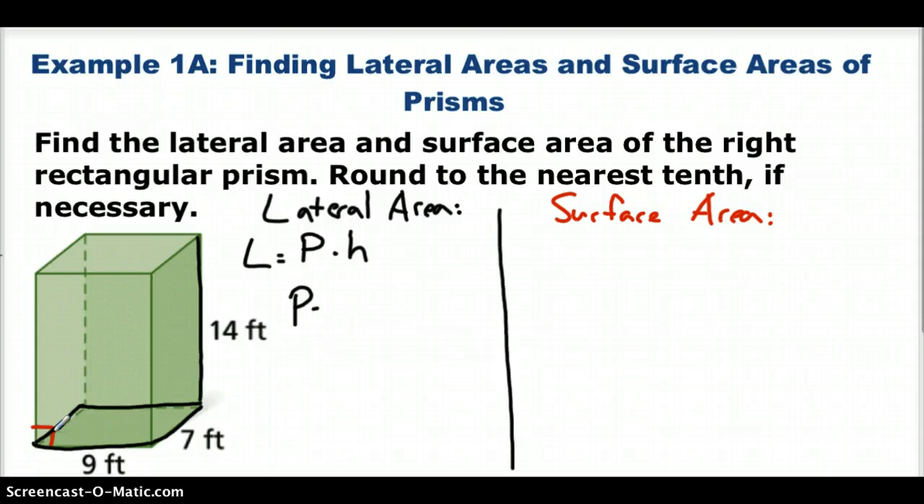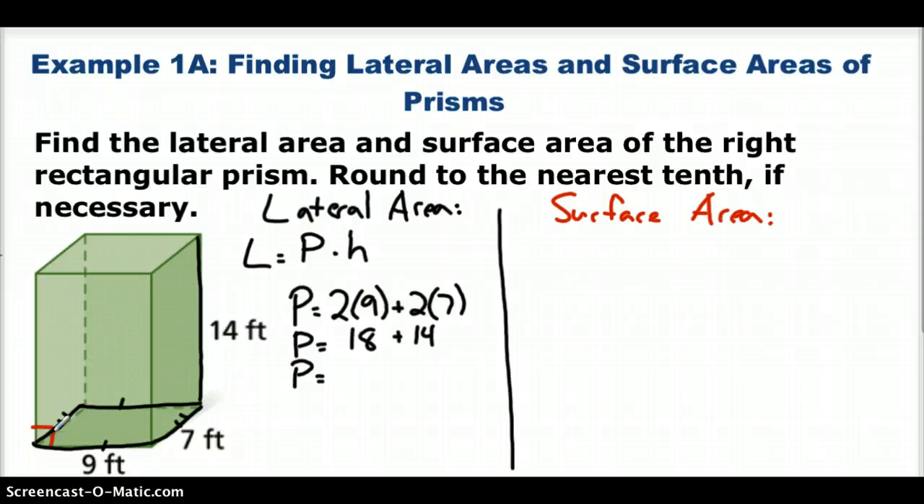Our perimeter of the base, if this is a rectangular base, those sides are going to be the same distance, and these are going to be the same distance here. So it's 2 times 9 plus 2 times 7. Our perimeter is 18 plus 14, which is equal to 32 feet. Again, that's not the answer to our question, but it helps us get there, because now I can plug this information for P back into our formula.